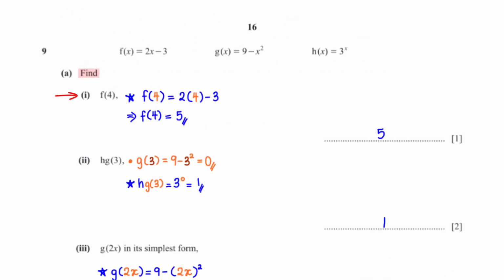Find f of 4. To get f of 4, we replace x in f of x with 4. This gives us 2 times 4 minus 3, which is equal to 5. Find h of g of 3. First, let's find g of 3. To get g of 3, we replace x in g of x with 3. This gives us 9 minus 3 squared, which is equal to 0. So now to get h of g of 3, we replace x in h of x with g of 3, which is 0. This gives us 3 raised to the power 0, which is equal to 1.